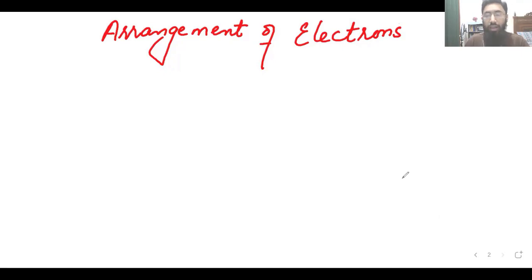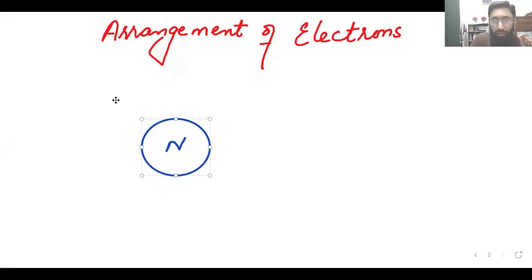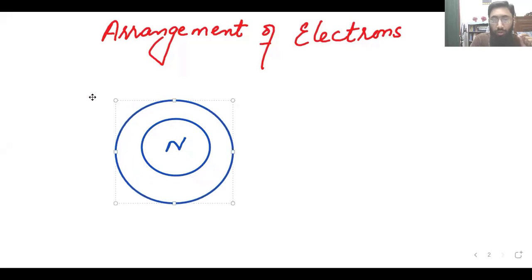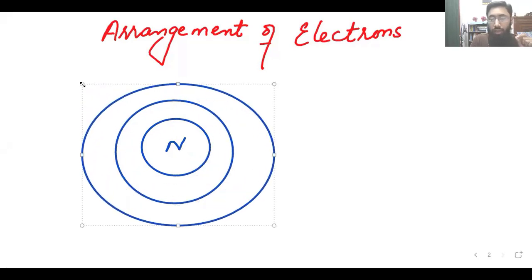Okay, fine. Arrangement of electrons. We have to arrange electrons. Where do we have to arrange electrons? If we see atomic structure, in an atom there is a central part, and that is the nucleus. Around this nucleus, there are circular orbits, and we know electrons are present in these circular orbits.